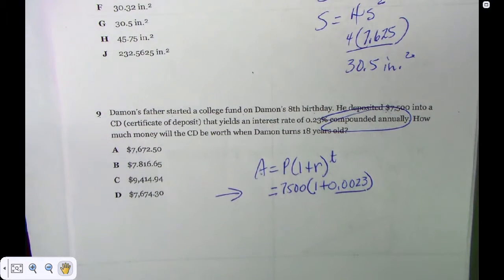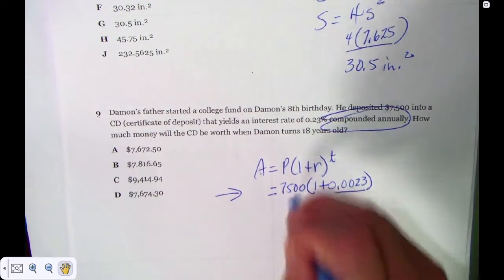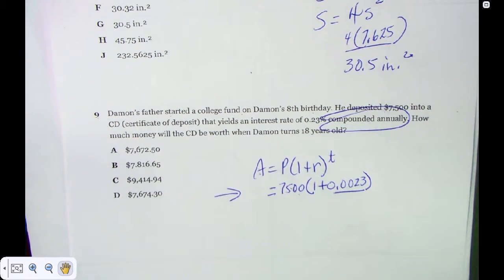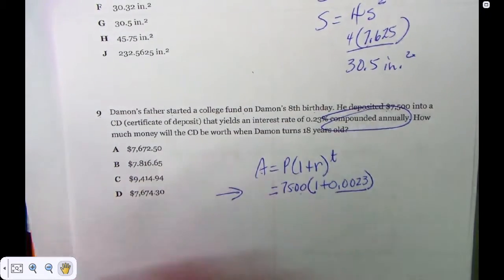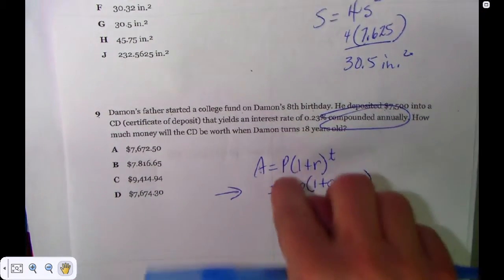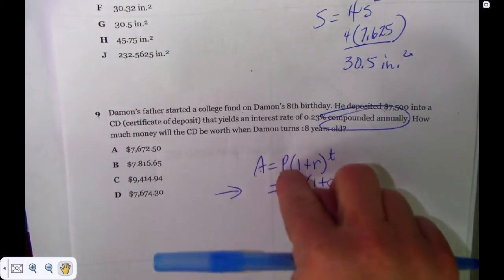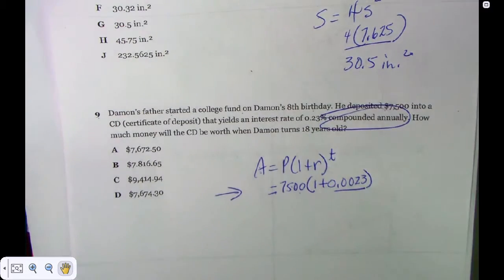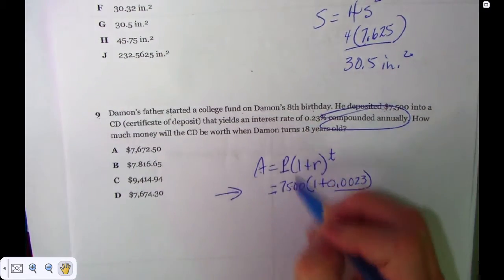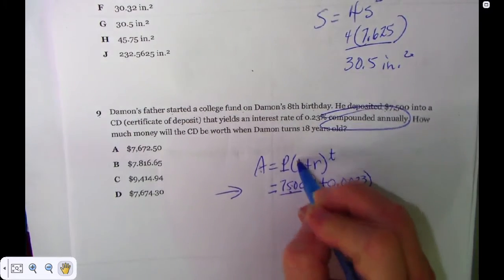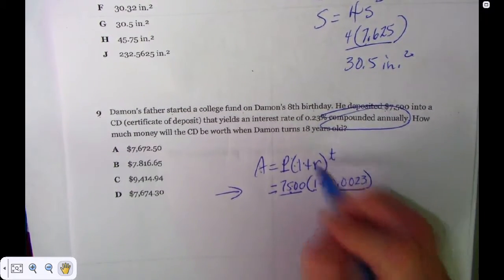Hey, where am I putting these numbers? Am I putting them over here? Am I putting them over here? I'm putting them right under everything. P, 7,500 under the P, parenthesis, 1 plus, right.